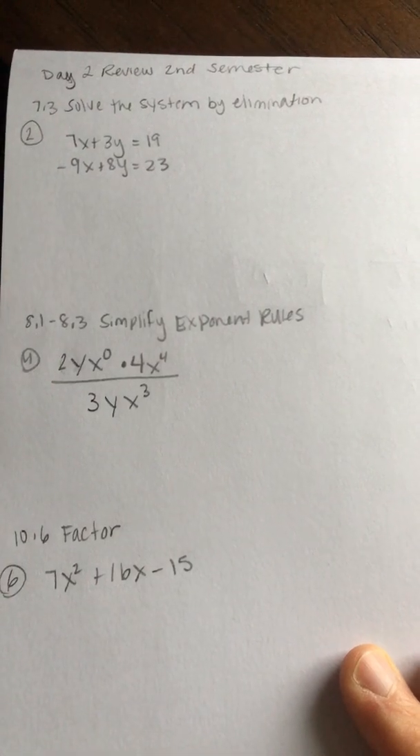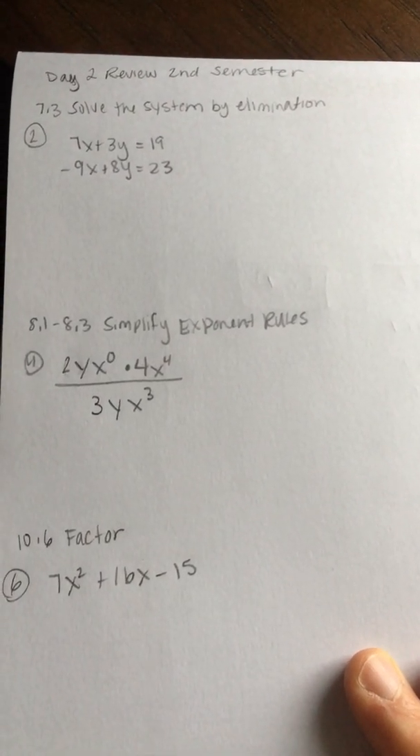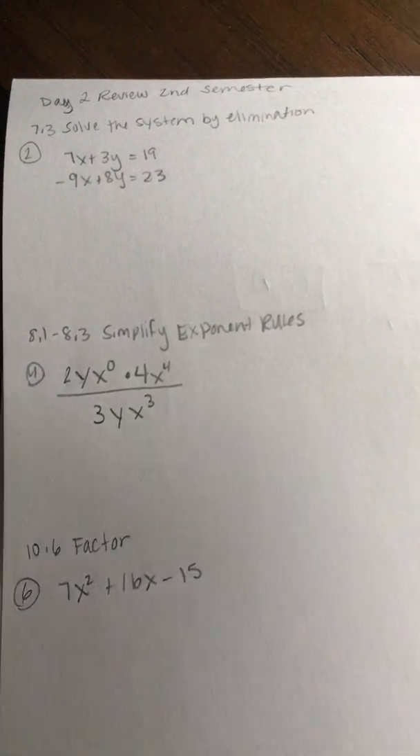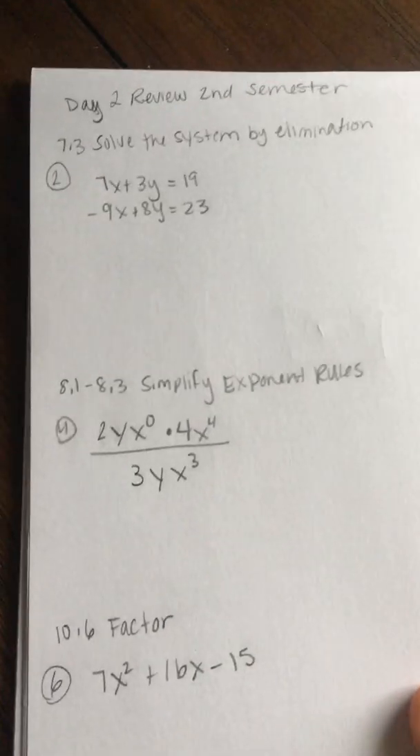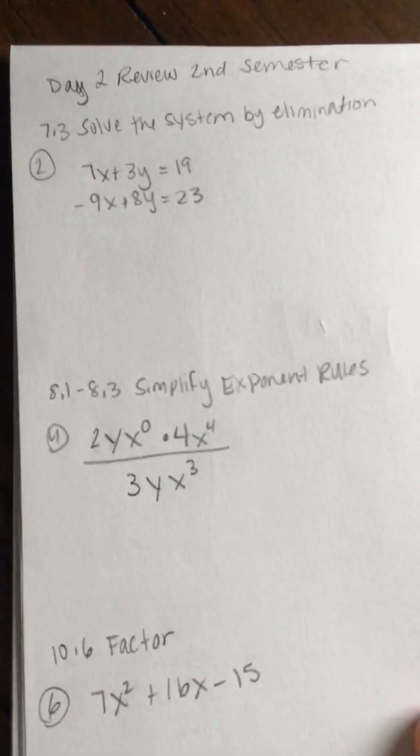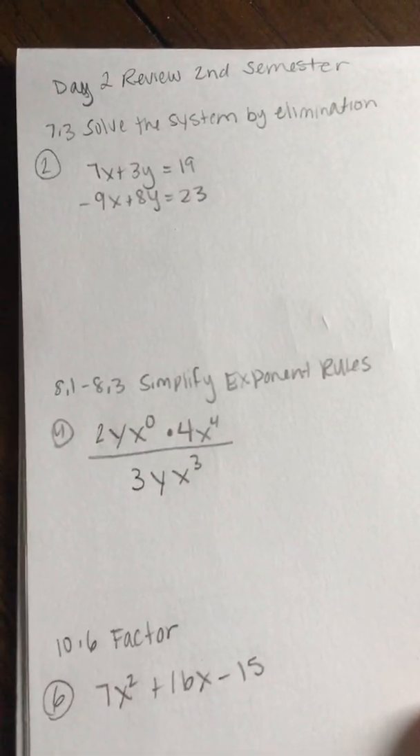So solving systems, again, like I said yesterday, you're trying to find the point that makes both of these equations true at the same time. So you're looking for one point, one ordered pair that's going to make those true. We're going to do this algebraically using elimination.